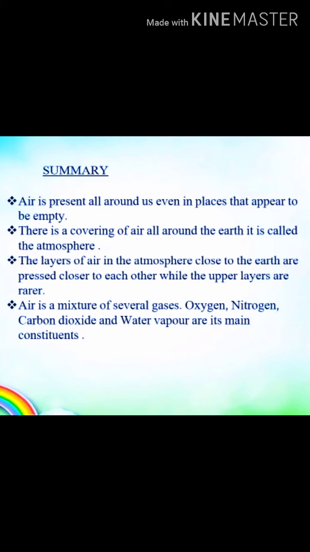Air is present all around us, even in places that appear to be empty. There is a covering of air all around the earth. It is called the atmosphere. The layers of air in the atmosphere close to the earth are pressed closer to each other while the upper layers are rare. Air is a mixture of several gases. Oxygen, nitrogen, carbon dioxide, and water vapor are its main constituents. Okay, students.